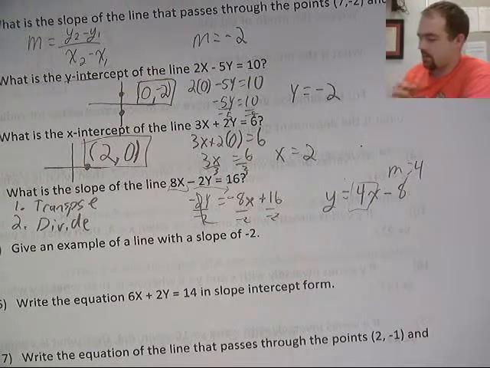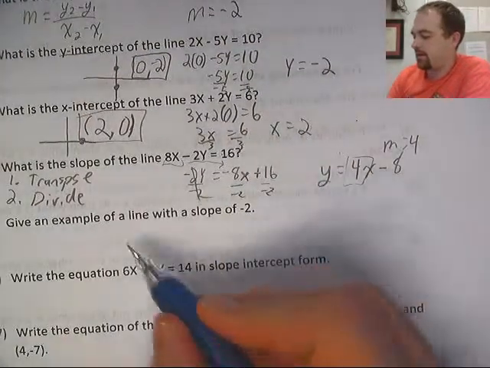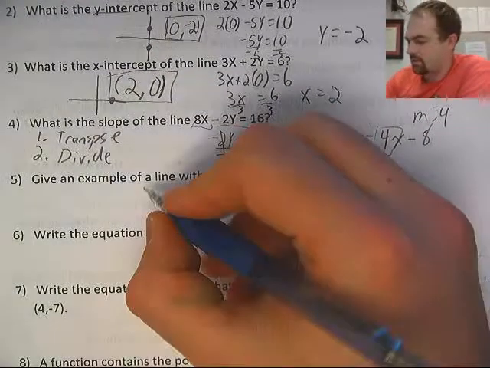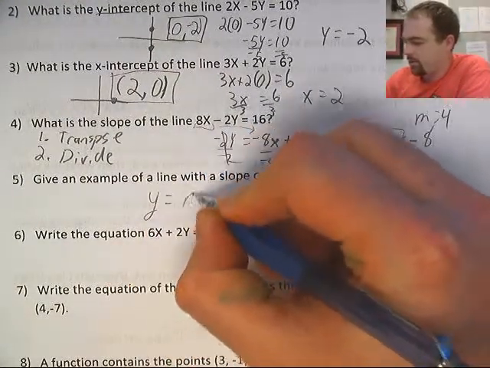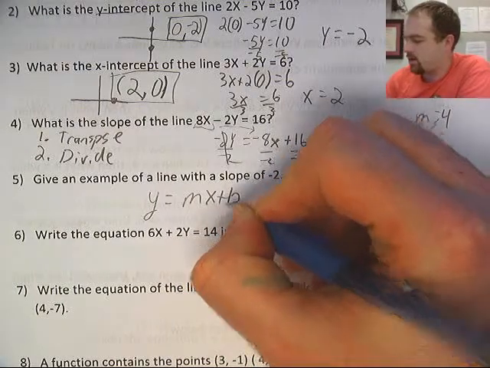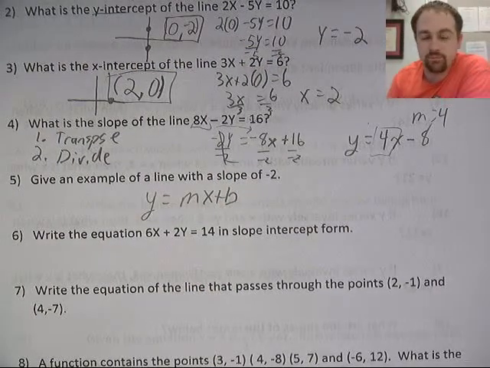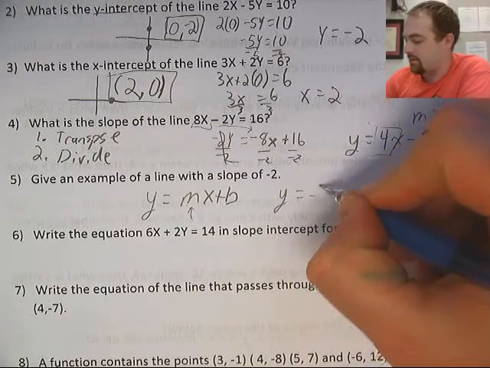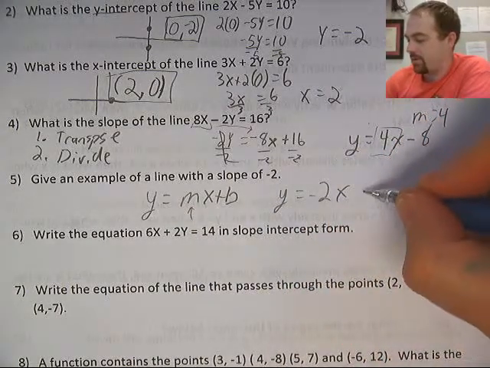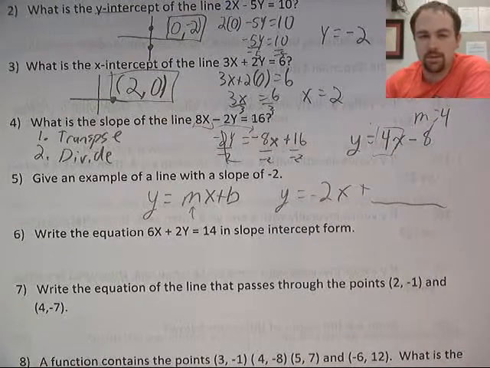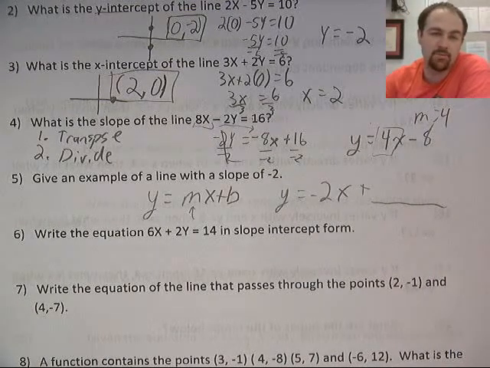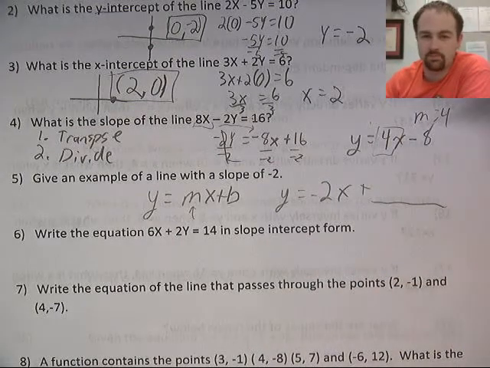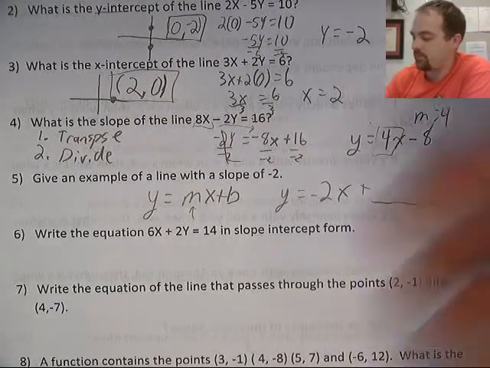Now, on to number 5. Give an example of a line with a slope of -2. Some of my students are getting tripped up by this one. We know that the equation of a line is y equals mx plus b. So all we got to do is just put a -2 right there. y equals -2x, and then I don't care what number you put out there. It could be a 0, it could be a -4, it could be a -5 billion, a +5 billion. I don't care. As long as you got a -2 in front of the x, the rest of it doesn't matter. So pretty easy problem.